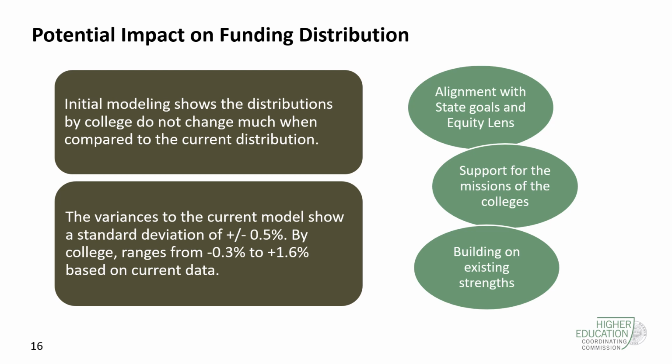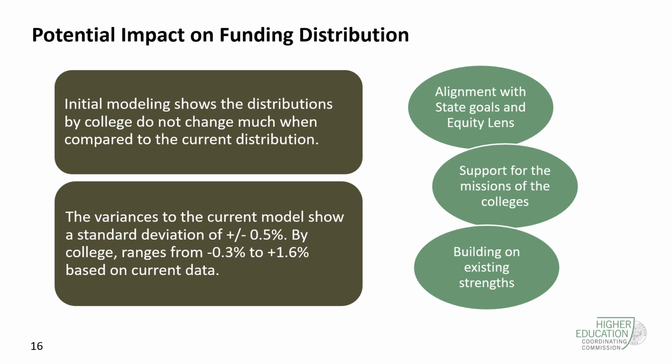So we're taking baby steps on purpose, but in so doing, it shows that the variances to the current model are a standard deviation of plus or minus 0.5%. So on average, no college loses more than 0.5%. No college gains more than 0.5%. That's on average. But when you actually look at that for all 17 colleges individually, the biggest loss is a 0.3% loss. The biggest gain is a 1.6% gain. Again, this is based on current data and current student demographic data as well, which could change over time.